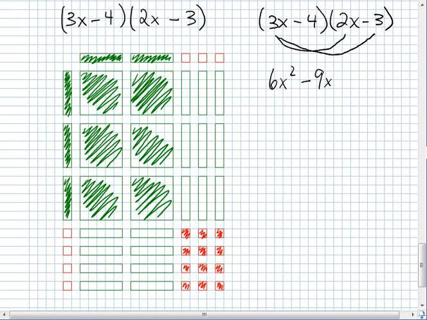Now use the second term, which is a negative 4. Negative 4 times 2x is negative 8x. And then negative 4 times negative 3 is positive 12. And when you collect those middle two like terms, you get 6x squared minus 17x plus 12. The exact same thing we did with the graphical solution. So this method works as well and can be extended to larger problems too. So let's just try one example like this, and then let's try a larger problem.